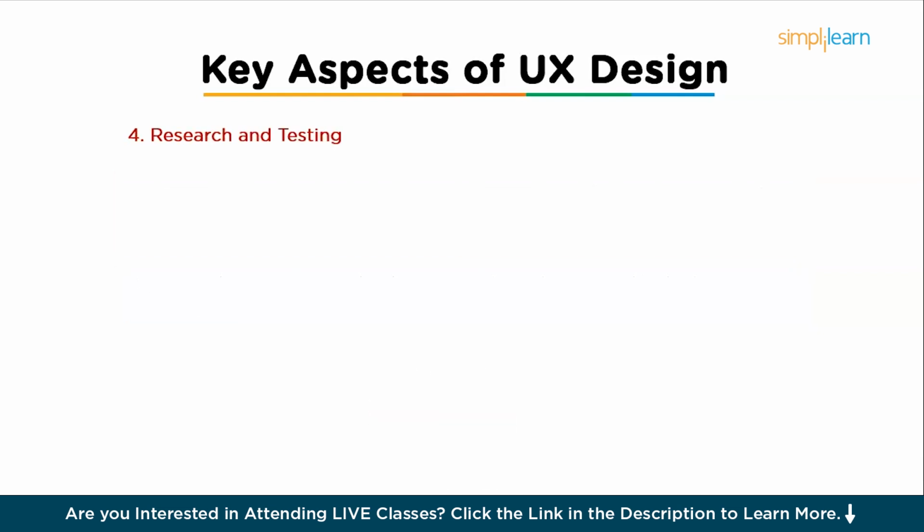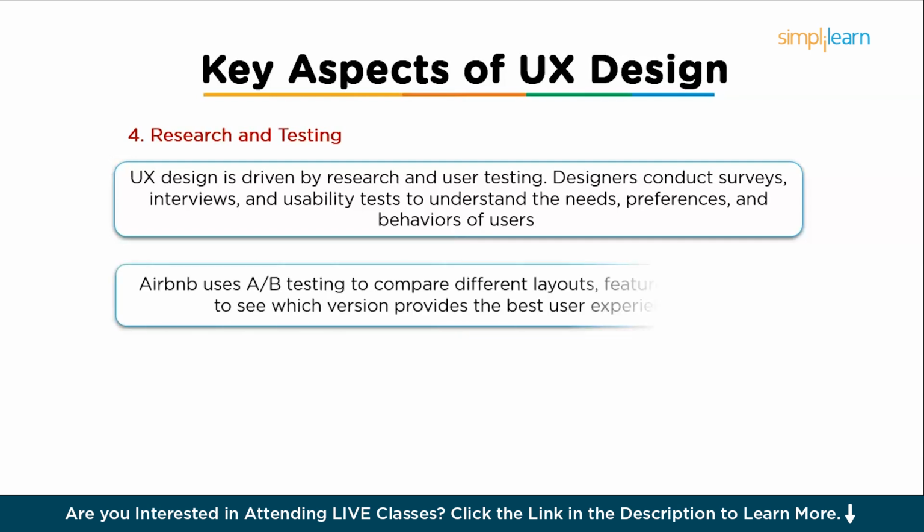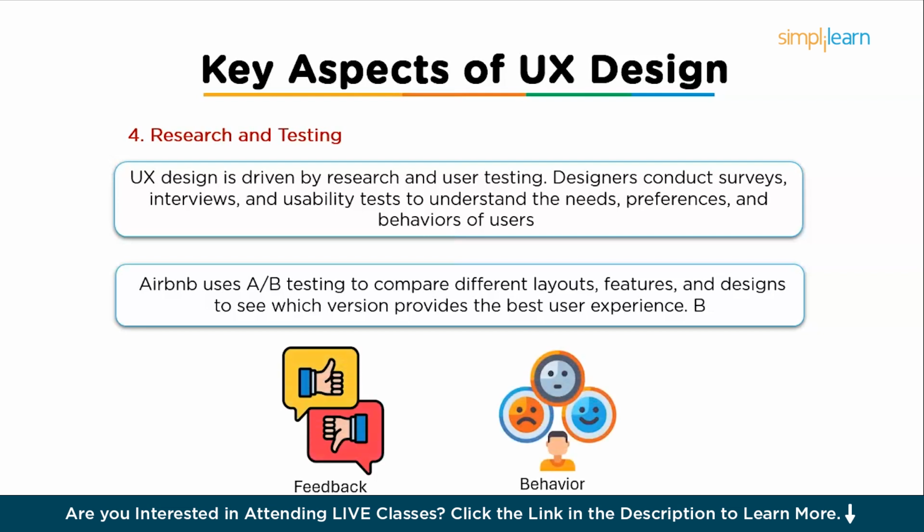The fourth one is research and testing. UX design is driven by research and user testing. Designers conduct surveys, interviews, and usability tests to understand the needs, preferences, and behaviors of users. This data helps inform design decisions and improve the overall user experience. Example is Airbnb used A/B testing to compare different layouts, features, and designs to see which version provides the best user experience. Based on user feedback and behavior, they continuously refine their performance.